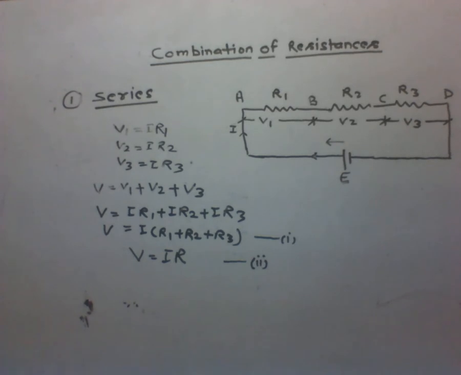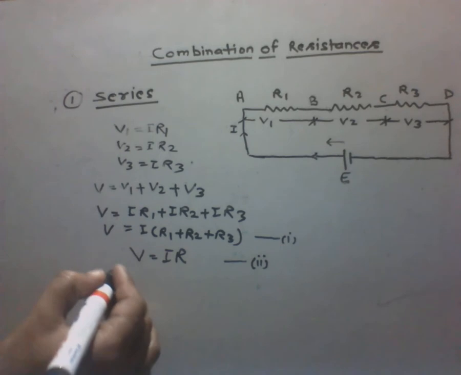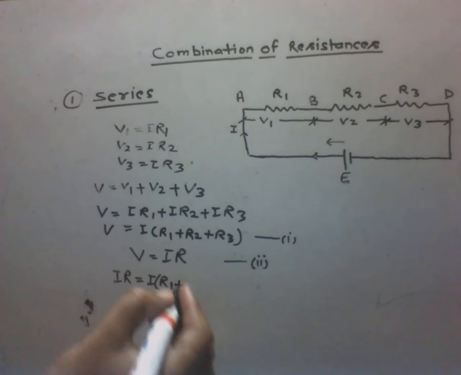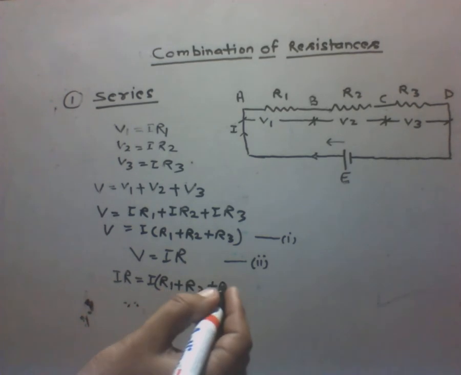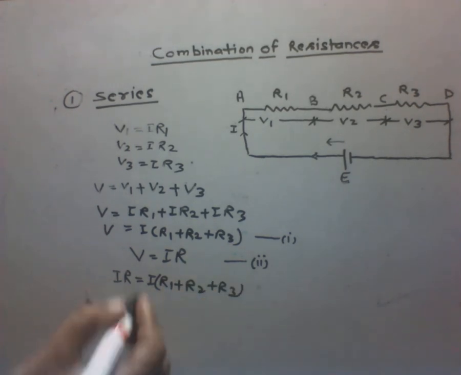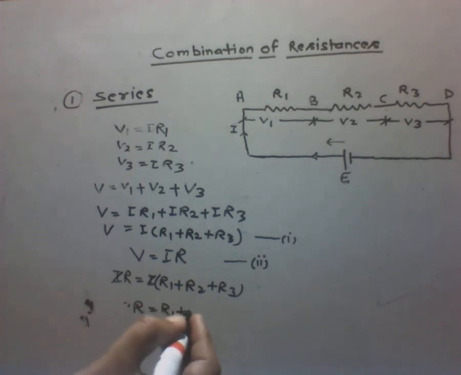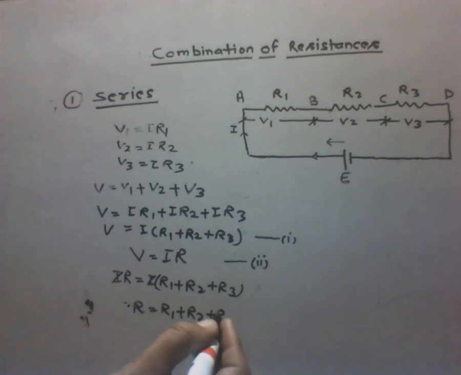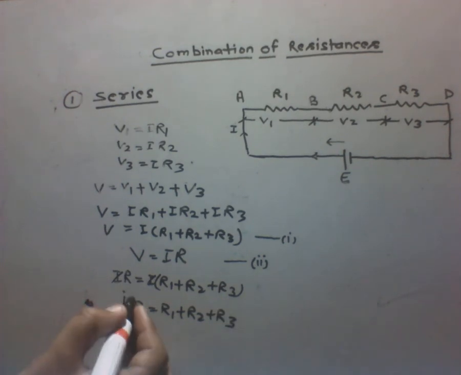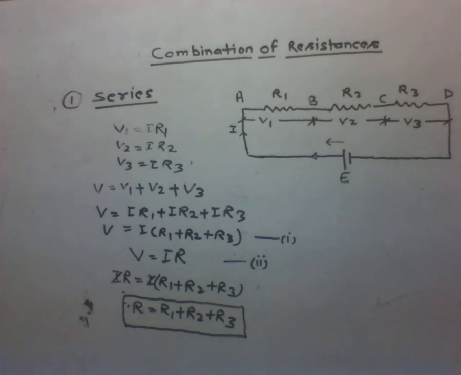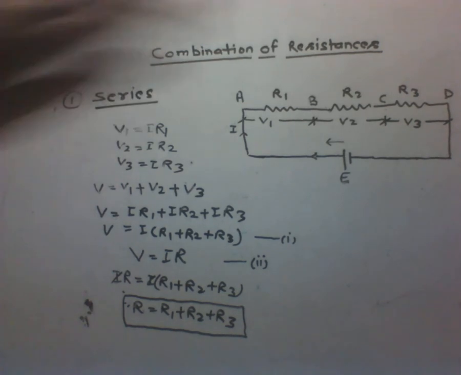Now on comparing equation 1 and 2, we will get IR is equal to I(R1 plus R2 plus R3). Cancelling I, R is equal to R1 plus R2 plus R3. This is the formula for series combination of resistances.